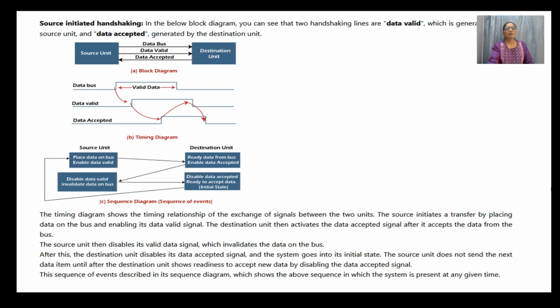So coming to the other one, the handshaking method. Again in the handshaking method also two types are there. Source initiated handshaking method. Here also the name itself indicates source initiated. The source will first send the data to the destination bus. After the data is validated, the destination will send an acknowledgement from the destination unit to the source unit that the data is accepted. So that is the timing diagram, and the sequence of flow diagrams has also been shown in the diagram. We can find it from the diagram.